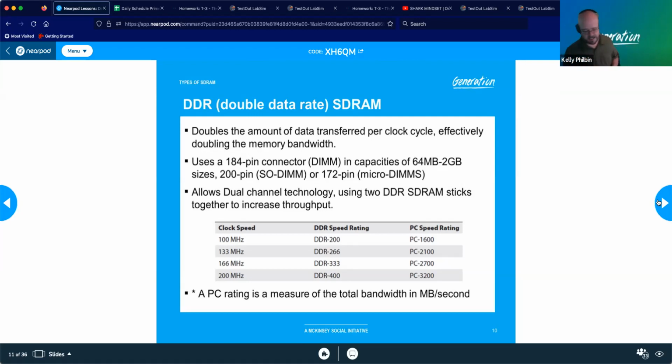Now, how we would calculate that, we have our clock speed down here. And then we're going to multiply it by 2 to hit our double data rate speed because we're doubling it, right?